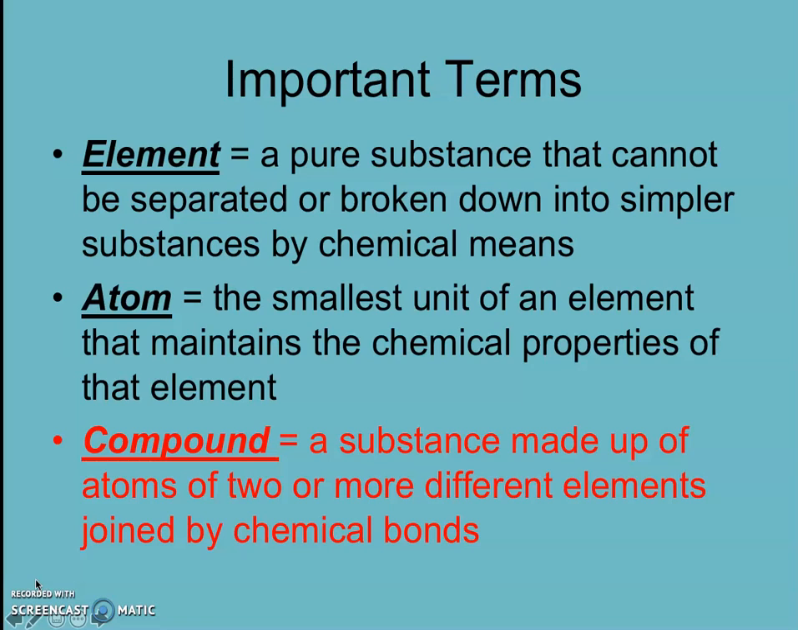So elements make up your periodic table. These are pure substances that can't get broken down into smaller pieces. Atoms are going to be the smallest unit of an element, and only one type of atom makes up an element. So gold is only made up by gold atoms. If you have two or more substances, so two or more atoms, two or more elements, that's going to create a compound. So really what we're talking about is bonding compounds together in this unit.